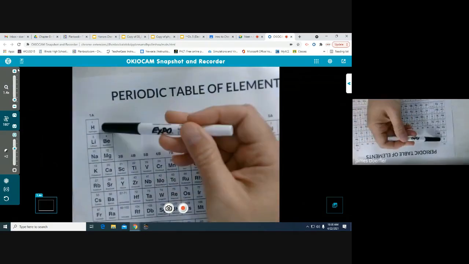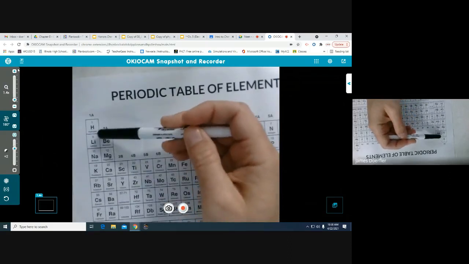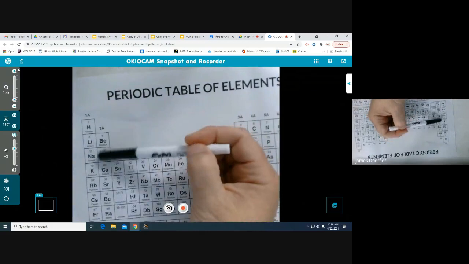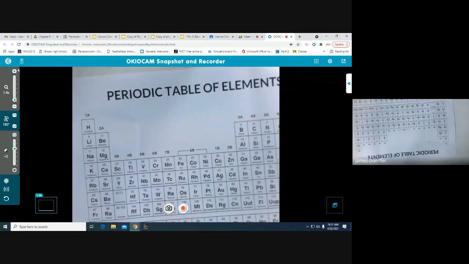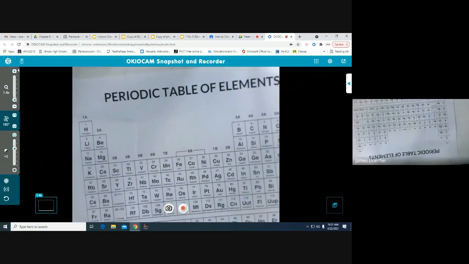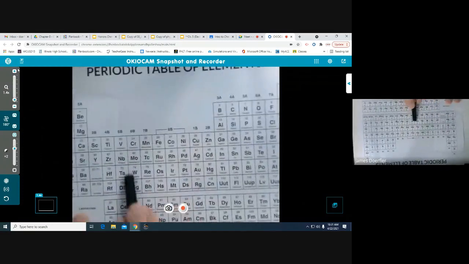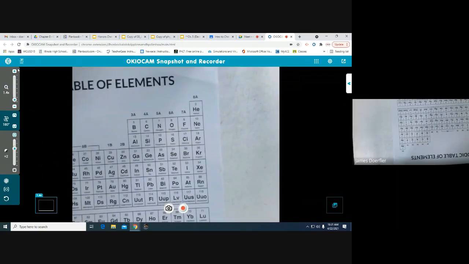Look at the next column. All of these in this column. What number is above that one? 2. Each element in that column has 2 valence electrons. You start seeing a trend here. But like I said, we're not concerning ourselves with the transition metals, so we're going to hop across the pond and look at the P block.